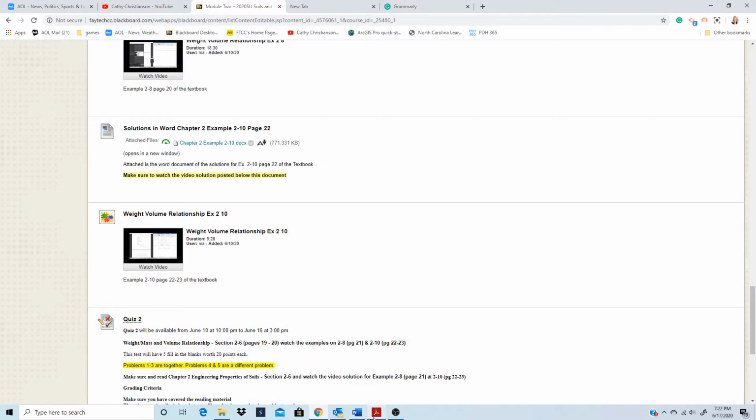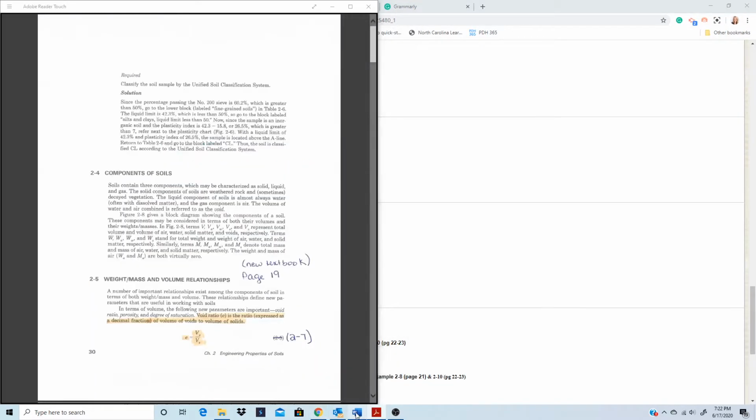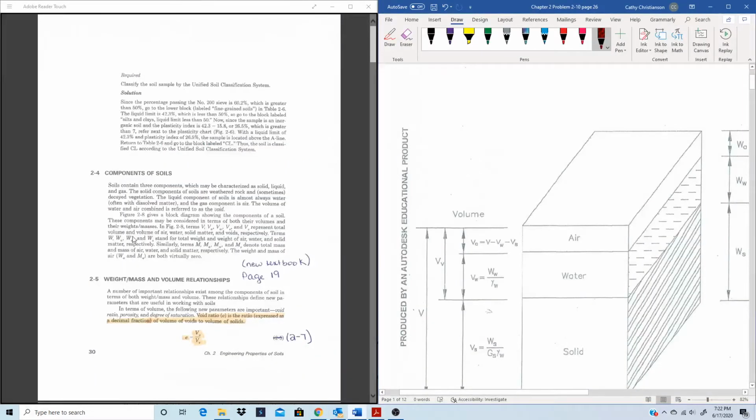Alright, so we're going to get started. This is the PDF that I emailed you. This is an older textbook, but it's exactly identical to the new textbook. It's just got some different pages. So if you have your new textbook, it's on page 19. But I've got the PDF so you can look at it.